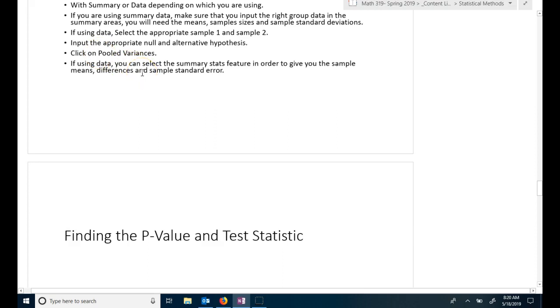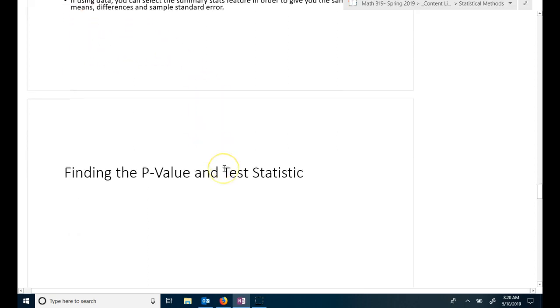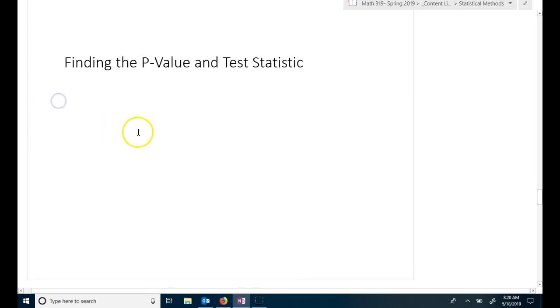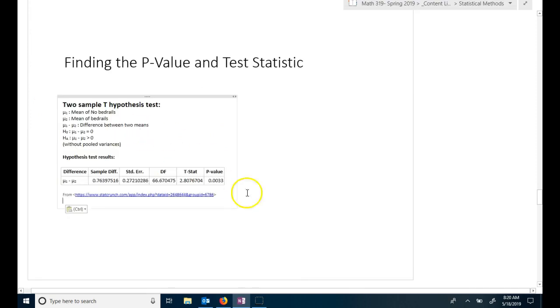All right, this should not be clicked on pooled variances. This should be clicked off. So taking that off, click off pooled variances. So here we go.